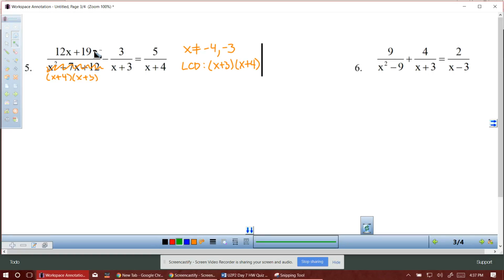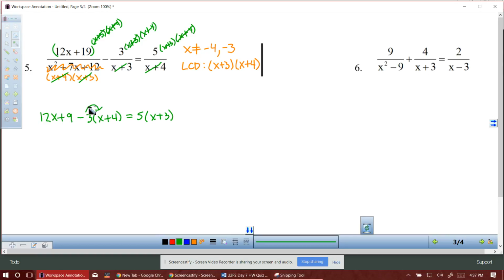So as I go in and multiply each term by x plus 3 and x plus 4, in my first fraction, every denominator cancels and all I have is 12x plus 9. My second fraction, I multiply by x plus 3, x plus 4. Now on this one, the x plus 3's cancel, so I have negative 3 times x plus 4. In my last one, I do times x plus 3, x plus 4. This one, the x plus 4's cancel, and I'm left with 5 times x plus 3.